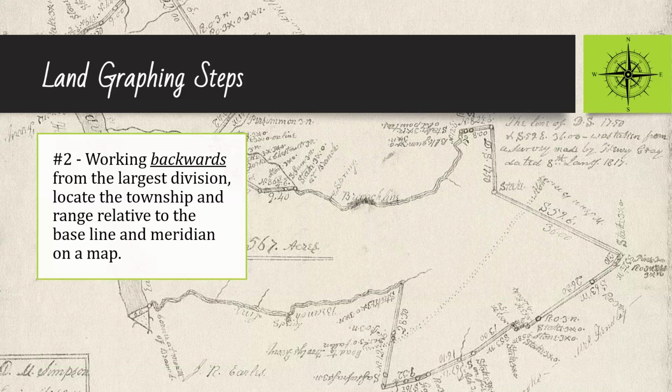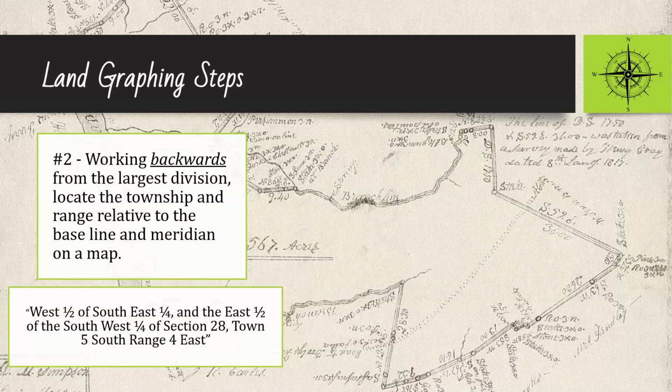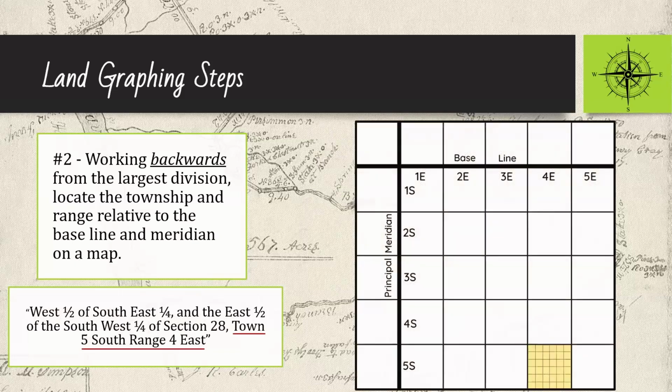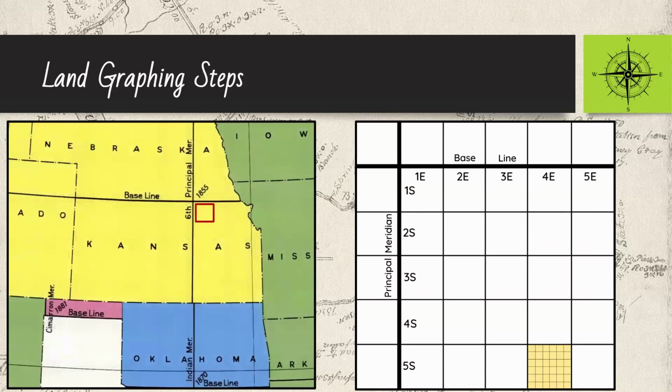Okay, so working backwards, we need to figure out our township and range. Here's our description down at the bottom. We've got township 5 south, range 4 east. What that's going to mean is from our baseline, which was the northern border of Kansas, and our meridian, essentially, like I mentioned, it's an X and Y axis. So we need to go 5 south and 4 east. That is the area that our land is going to be in, which puts us in this section here, right about where this square is.